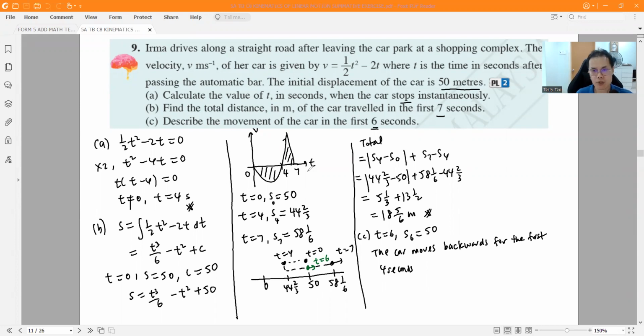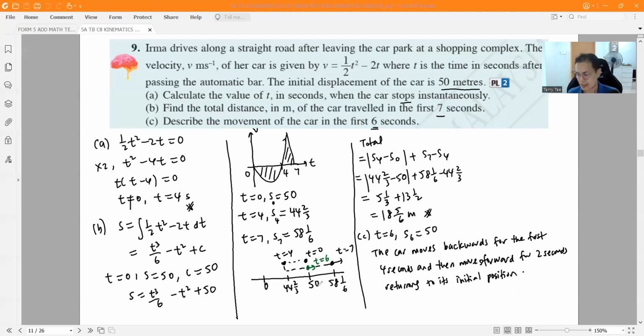Since it's a very open type of question, they say describe the movement. So maybe if you say it moves back, then moves forward, that will do. You can say the distance traveled if you want. It travels 5 1/3 backwards, and then moves forward. It moves forward for how long? For 2 seconds. Yeah. You can say returning to its original position, its initial position. Its initial position is at 50, so it moved back to 50. So the total time is within that 6 seconds.